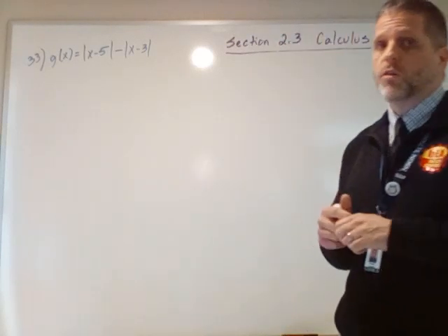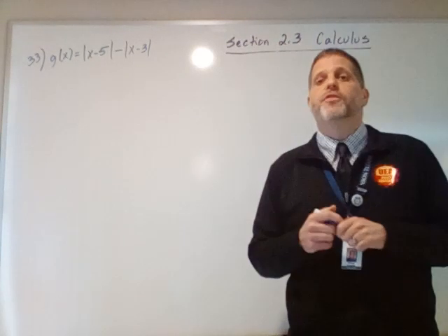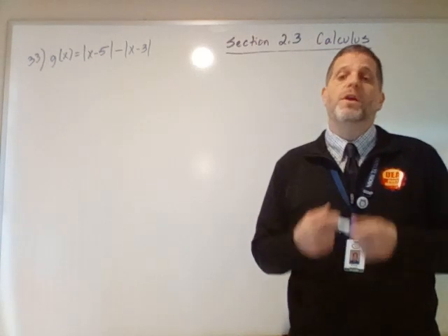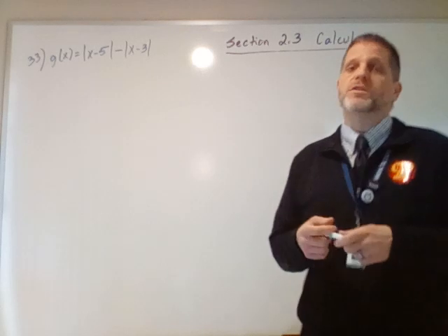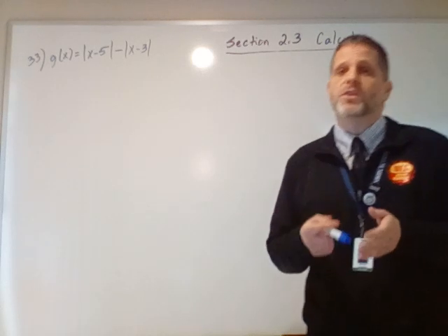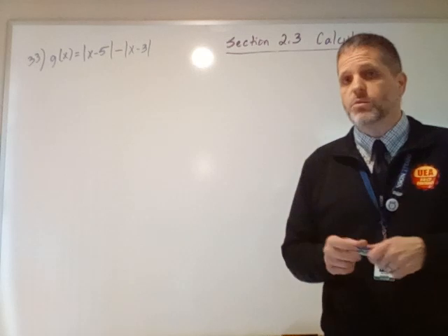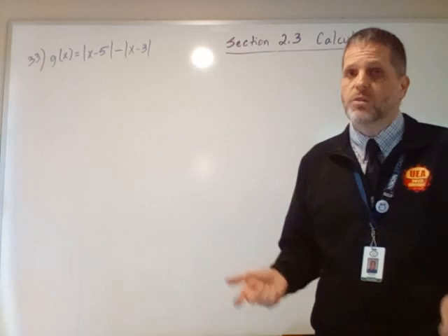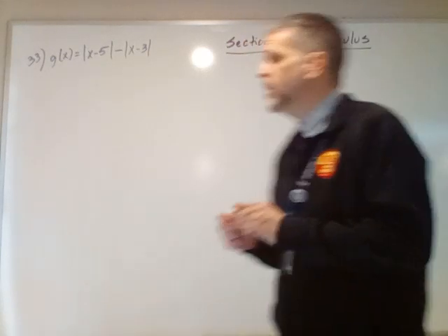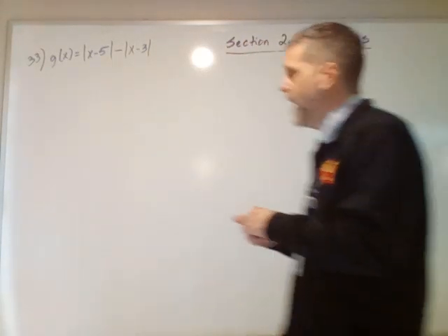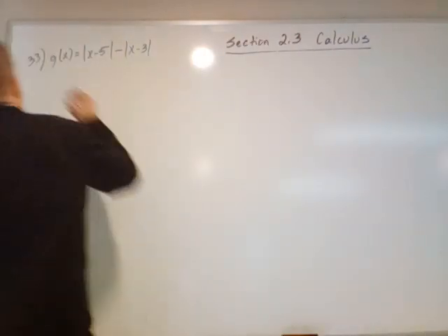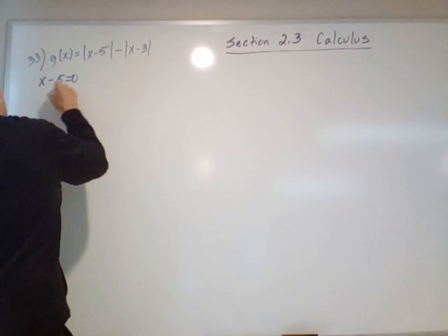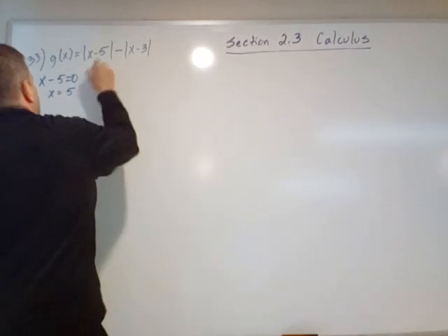Okay, so first thing that we need to do is find the critical value, or in this case, critical values for the function. Because we have two absolute value quantities in this original function g of x, that means that we are going to have two critical values. And in order to find the critical values, we are going to take whatever is inside the absolute value sign, set it equal to 0, and solve it.